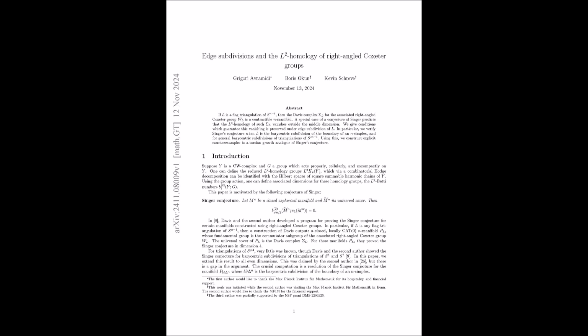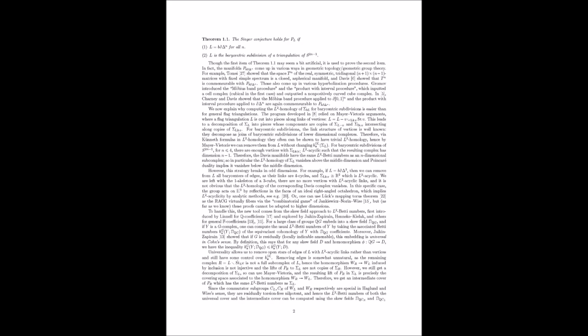So subdividing edges changes not just the shape of the Davis complex, but also its L2 homology. And that could affect the Singer conjecture. Precisely. To analyze these changes, they use a powerful tool from algebraic topology, Mayer-Vietoris sequences. Were those like a mathematical microscope? You could say that. Yeah. They help us break down the L2 homology into smaller, more manageable pieces. We can really see the fine details of how the edge subdivision is affecting things.